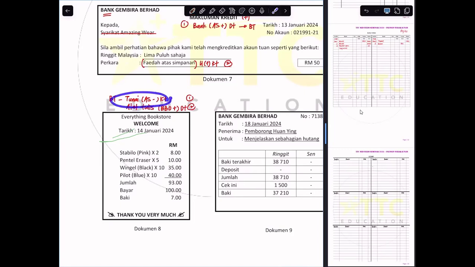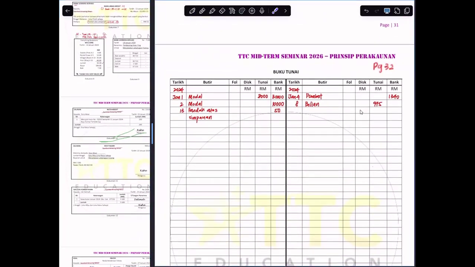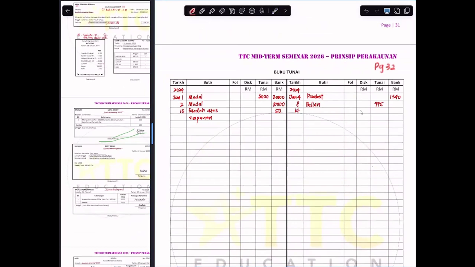And later, when you credit tunai, what should you write inside? Should be alat tulis. And what is the value? The actual value that you have to pay is actually 93 only, not 100, not 7, because total actual value is 93. You don't have small changes. That's why you pay him 100 ringgit and they give you changes of 7 ringgit. So take the actual value jumlah. Okay, record into buku tunai. Credit 14 for your tunai, 93 and bukti right alat tulis.